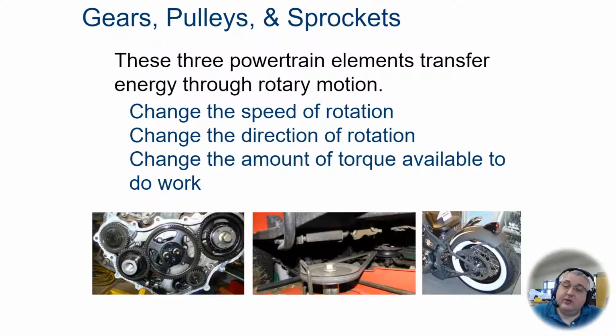And then what I just described, the last one, is changing the amount of torque available to do work. So pause the video, write this down. Torque is the amount of power, in this case rotational power, that's available to do the work that we need to do, in this case getting the car going. It's going to take more torque to start a car moving than it is to keep a car moving on the interstate on a flat level piece of ground.